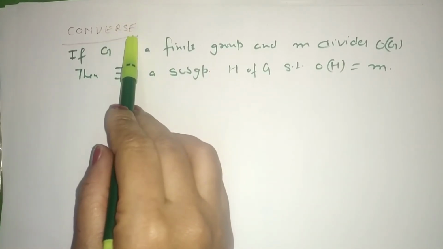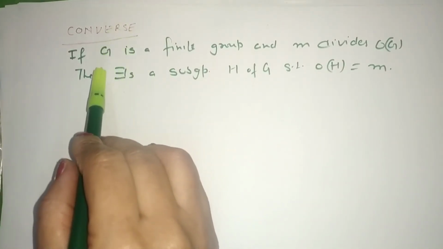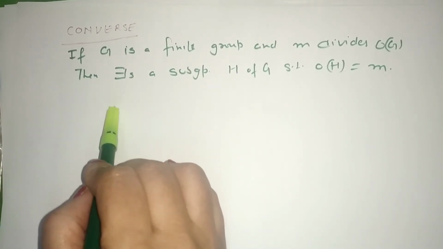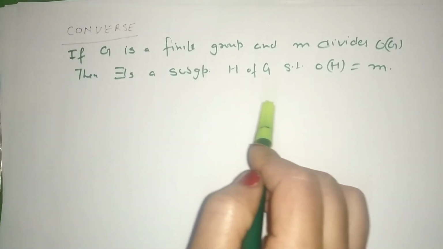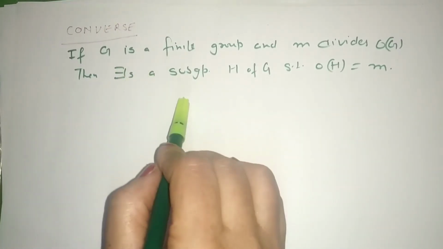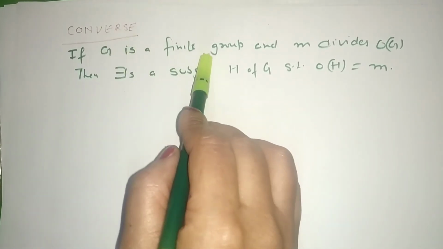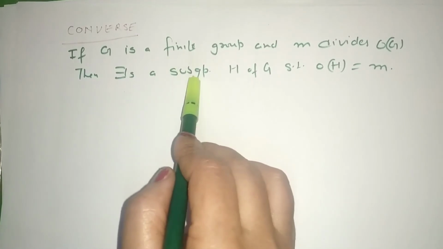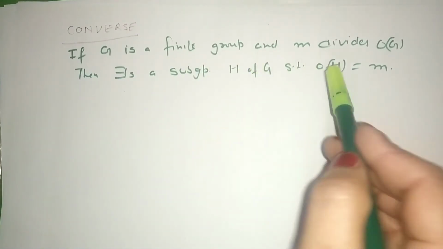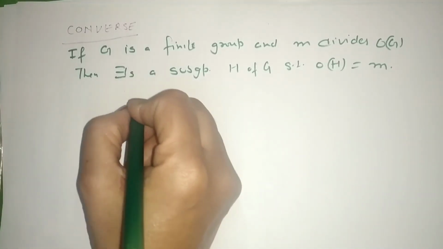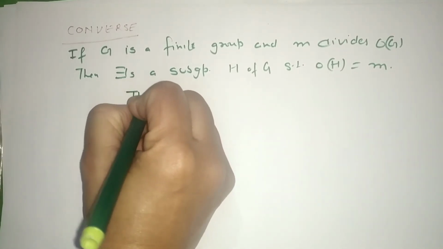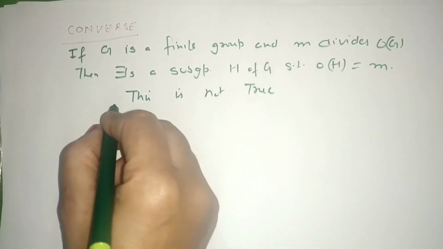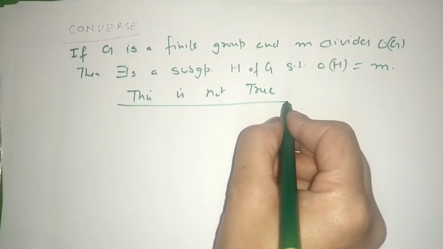So the converse does not hold. What will be the converse? As we have seen, Lagrange's theorem states that the order of a subgroup divides the order of a finite group. So the converse will be like this: if G is a finite group and m is a divisor of the order of G, then there exists some subgroup of order m. So this does not hold. The converse of Lagrange's theorem is not true.